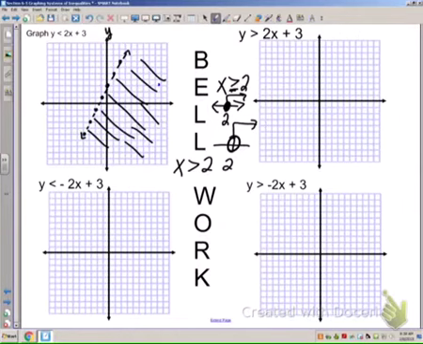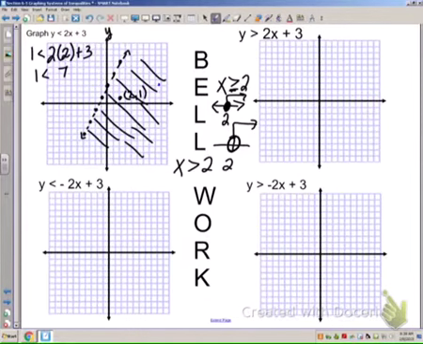And a way that we can check this is just pick out any ordered pair over here in the shading. So that would be over 2, up 1, so 2, positive 1. So I can plug it in. Is 1 less than 2 times 2 plus 3? Well, 2 times 2 is 4, plus 3 is 7. Is 1 less than 7? Yes, it's true. So I must have done it correctly.